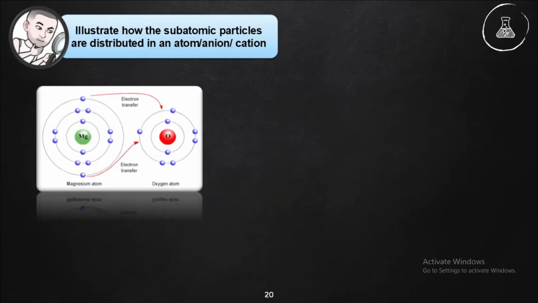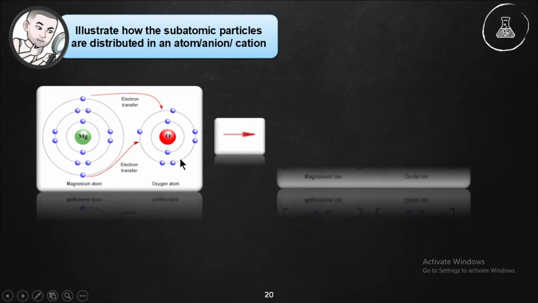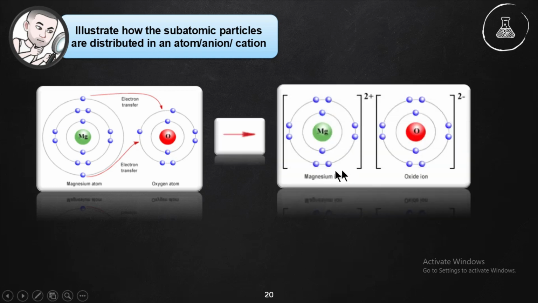Another example is si magnesium oxide. Si magnesium dito, yung outer shell niya ay mayroong 2 electrons. Si oxygen naman, yung outer shell niya ay mayroong 6 na electrons. Kapag nag-combine silang dalawa, si magnesium, ang mangyayari sa kanya, maglo-lose siya or mawawalan siya ng 2 electrons at idodonate niya ngayon yung kay oxygen.